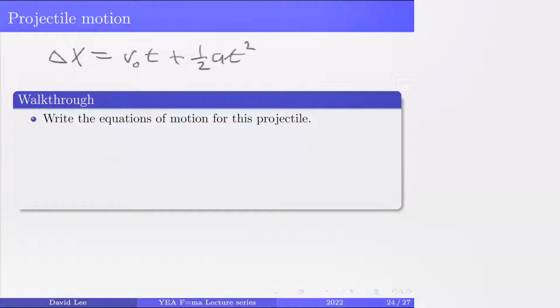Another hint: I wrote delta x here, but this equation is really for any dimension that has a constant acceleration. So you can use this for x and you can use this for y as well.